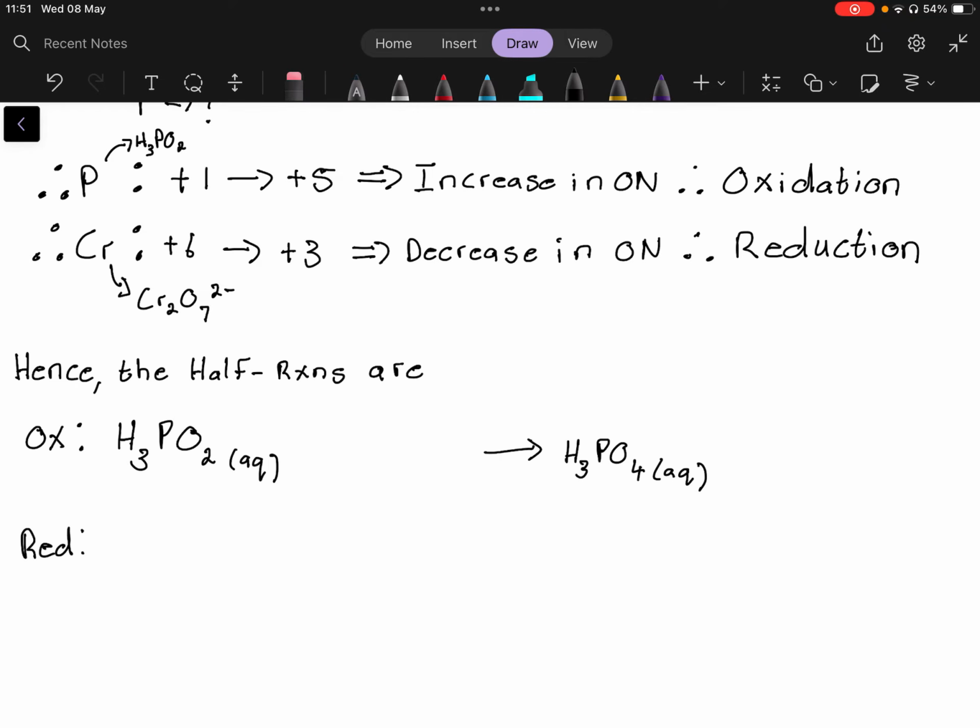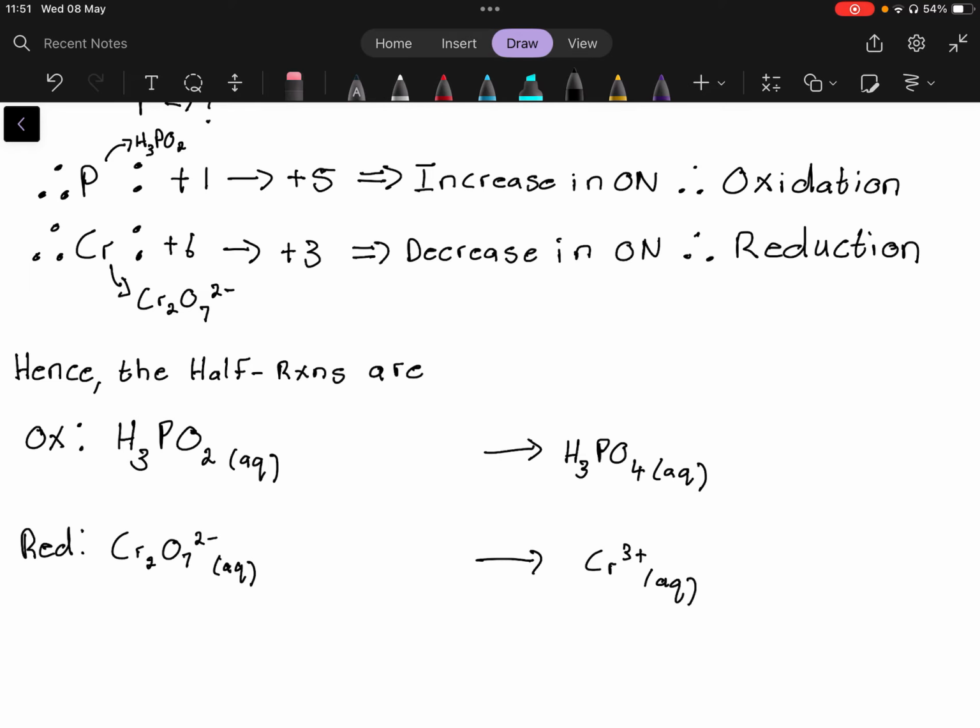Reduction is chromium Cr2O7 2 minus, the dichromate anion. It's also in the aqueous state, and it is then converted to chromium 3 plus, which is also in the aqueous state. For now, you can leave the phases until the end. You just need to remember to add them at the end again. Maybe it helps in your writing or whatever.